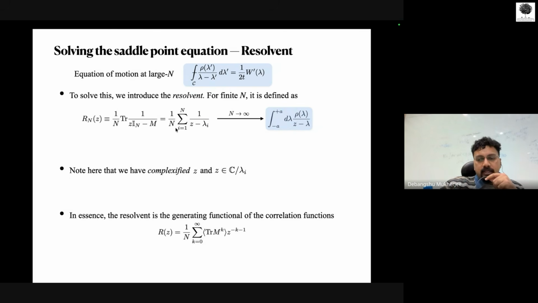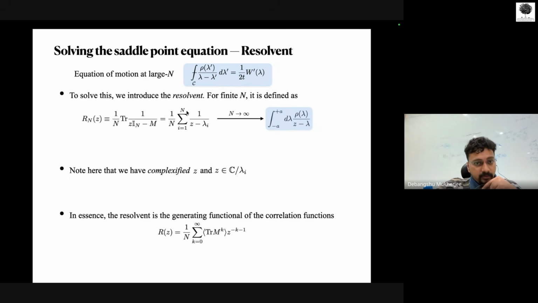Okay, now that we have discussed and obtained this large n equation of motion as an integral equation, we need to solve it. In order to solve this, we introduce something new and novel. This is called a resolvent. For finite n, this is how it is defined: it is 1/n trace of 1/(z minus M). M was the original matrix variable that we had.